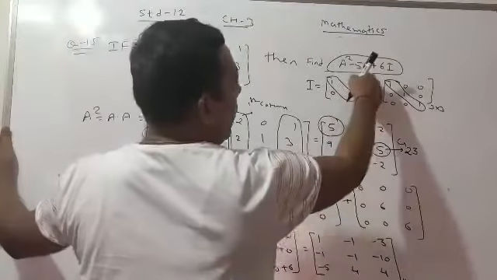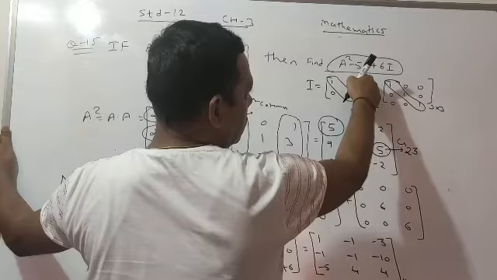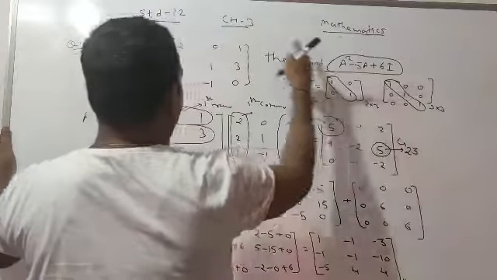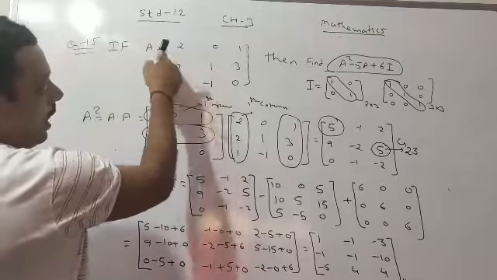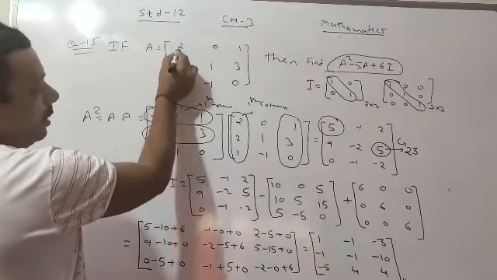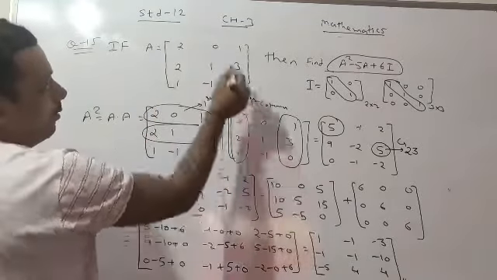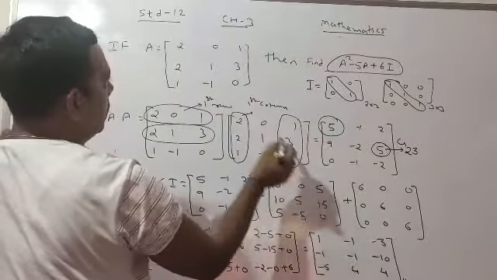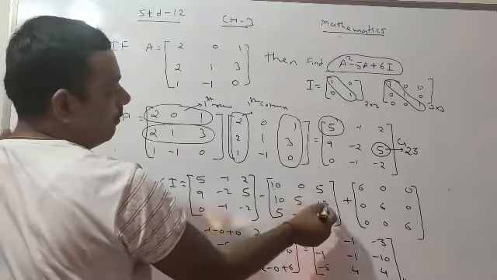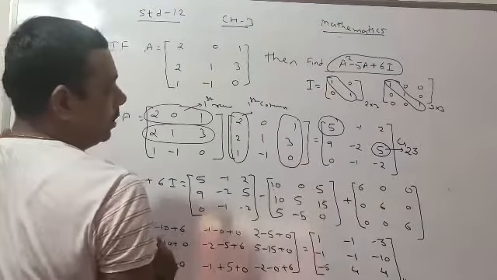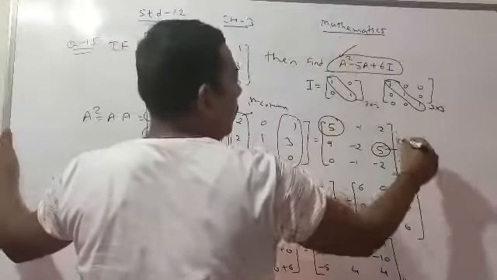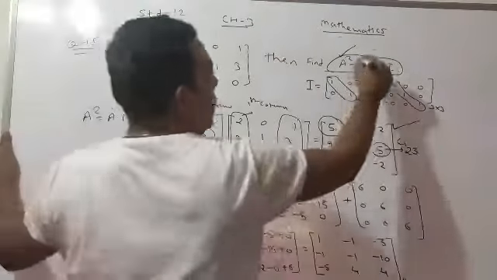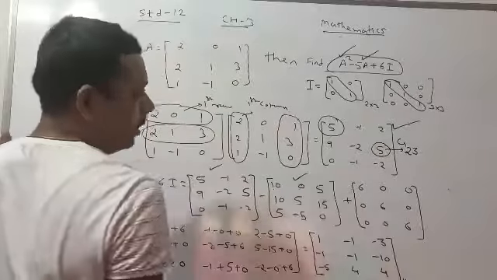Now what do you mean by 5A? We have seen scalar multiplication in the last class: 5 multiplied with each entry of A. A is given in the question. So 5A means 5 multiplied with 2, that is 10. 5 multiplied with 0, so it is 0. 5 multiplied with 1, so it is 5. Same way 10, 5, 15, 5, minus 5 and 0. Now A square that we have obtained, we copied here, and minus 5A that we wrote here.